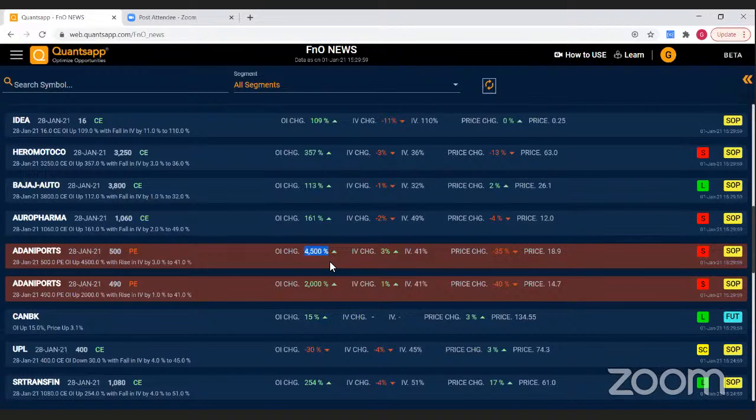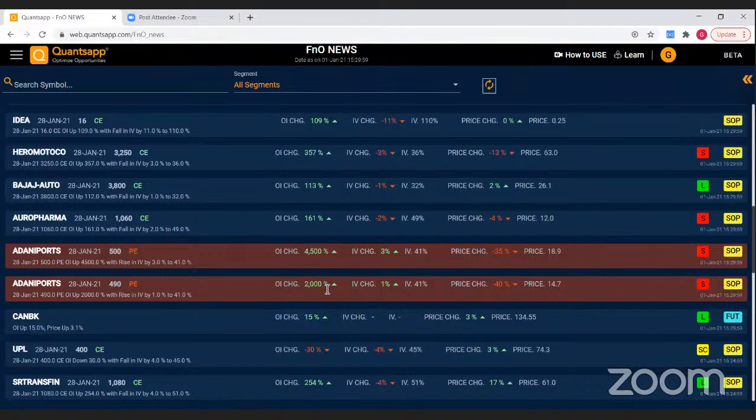Basically, the motive of FNO news is to provide information about the whole FNO segment, where the actual activity is going on, and at which stock the movement has happened. This is a 5 minute snapshot data, so it tells me in the last 5 minutes which stock and at which strike. For the 500 put option there's an OI increase of 45%, and in the 490 put option an OI increase of 2000%.